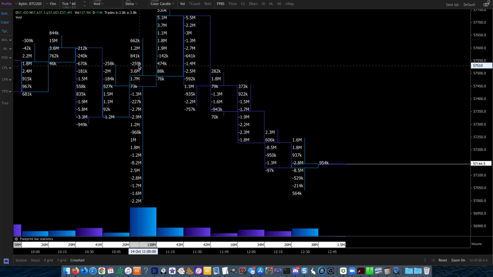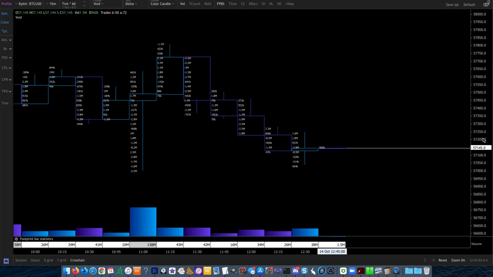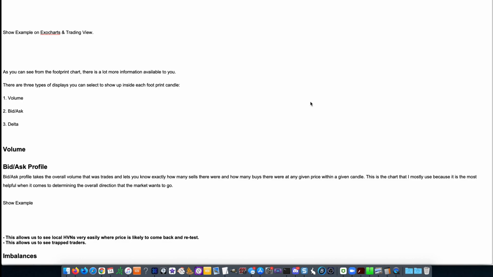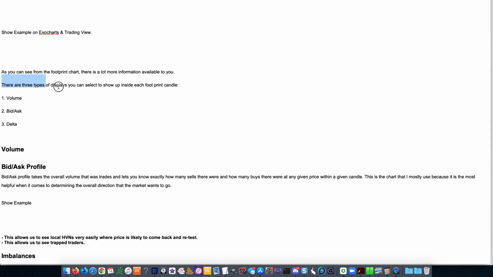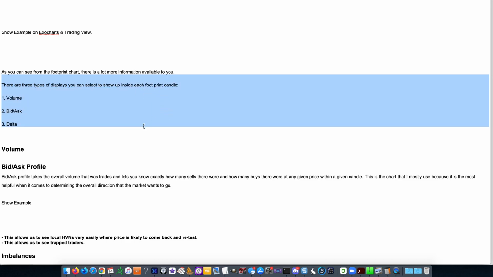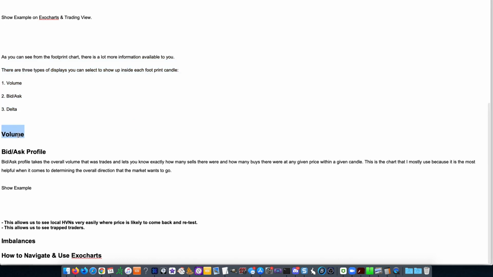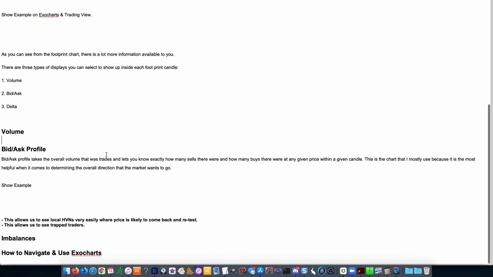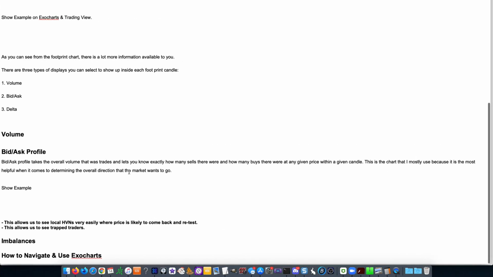Now, we're going to be getting into more of how to actually use this stuff later on in these sessions. This is simply an introduction. So those are the three types of information that you can show inside a footprint chart. We have our volume, which is the total number of transactions. We have our bid-ask profile, which lets you know exactly how many sells and how many buys there were at any given price within a candle. The bid-ask profile is what I use the most because it's the most helpful, in my opinion, when it comes to determining where the market wants to go.